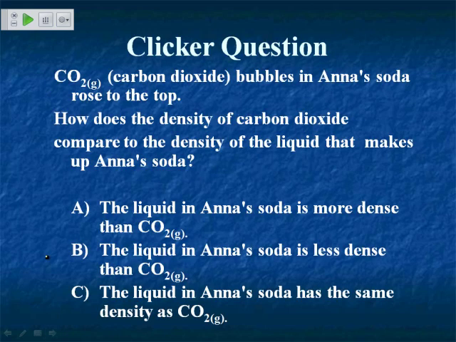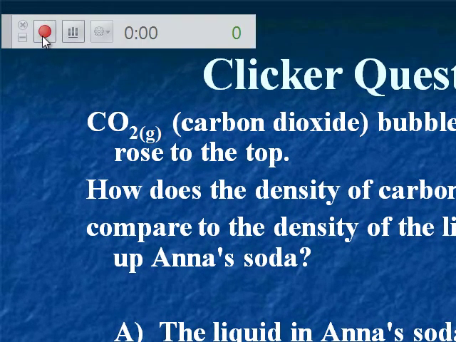Here is the clicker question. Carbon dioxide bubbles in Anna's soda rose to the top. In soda, when we open it, the bubbles we see are dissolved carbon dioxide. So the question is, how does the density of the carbon dioxide compare to the density of the liquid that makes up Anna's soda? Think about what we just talked about with density, what goes to the top, what goes to the bottom, and then choose the correct answer. You don't need much time, I'm going to give you a minute.